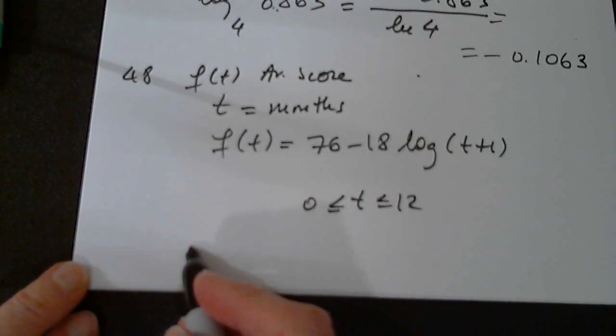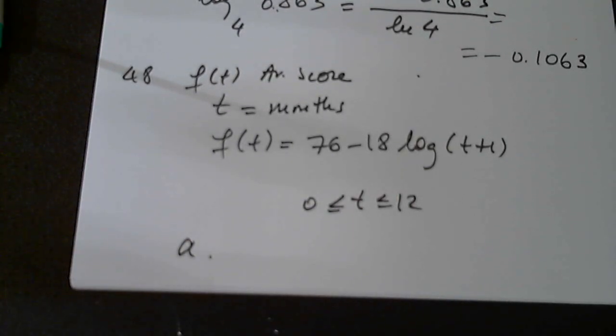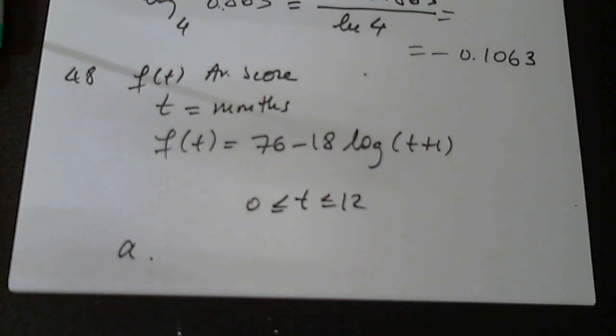What am I asked to do? What was the average score when the exam was first given? What am I asked to do? Anyone, please? Initially, originally, beginning. When t equals 0, I mean. So we plug in 0 for t.